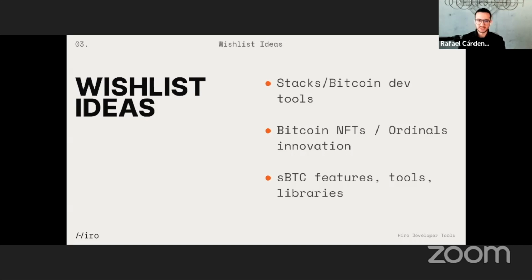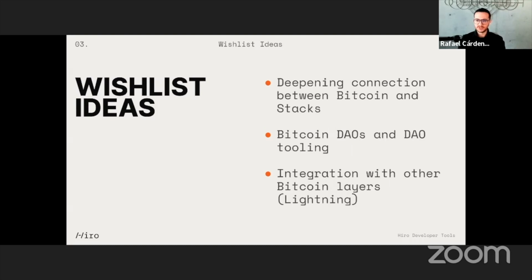Bitcoin NFTs, as you mentioned, Ordinals innovation, sBTC features, tools, and libraries, which if you don't know, sBTC is a big effort in the Stacks ecosystem to create a trust-minimized Bitcoin peg. So there's a lot of development going around for that. Also deepening the connection between Bitcoin and Stacks. This is always something that really, really interests us.